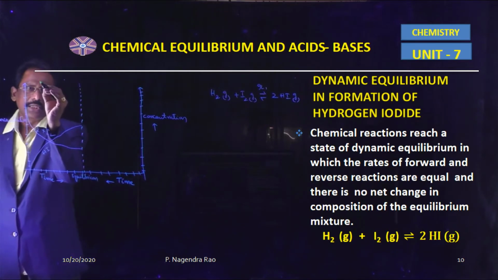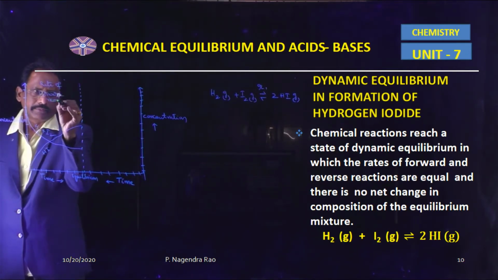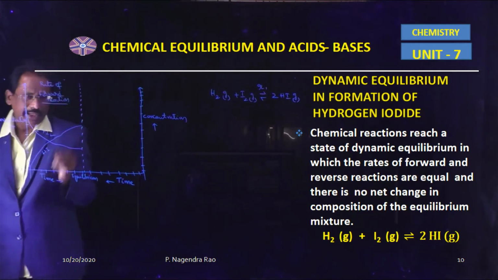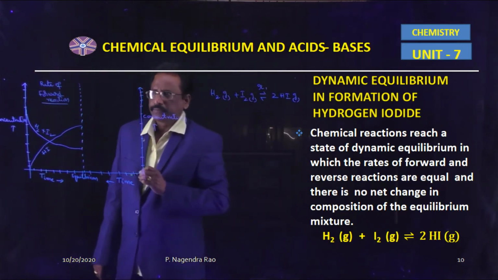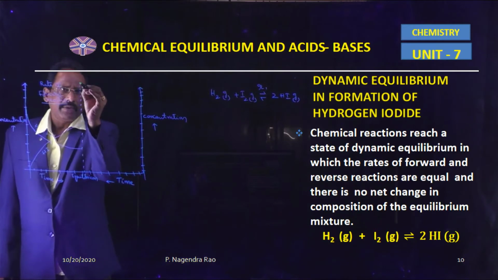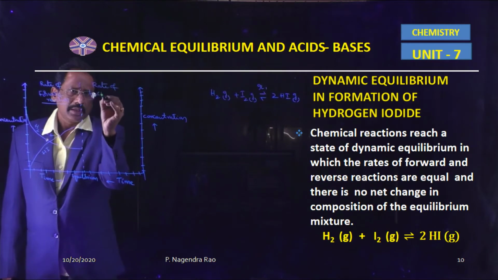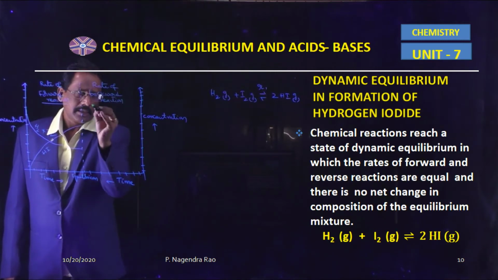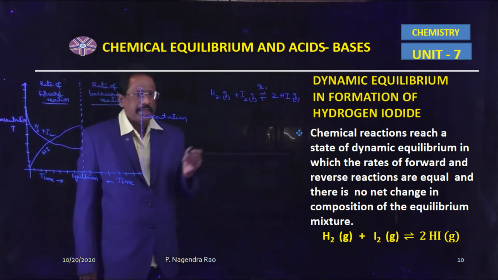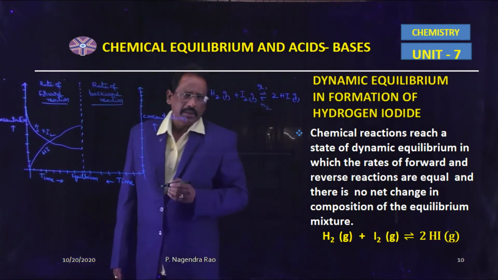Now this is the rate of the forward reaction. Instead of A and B, here 1 mole of H2 and 1 mole of I2. And in the backward reaction, the rate of backward reaction for this example is the dissociation of hydrogen iodide. This is the backward reaction.